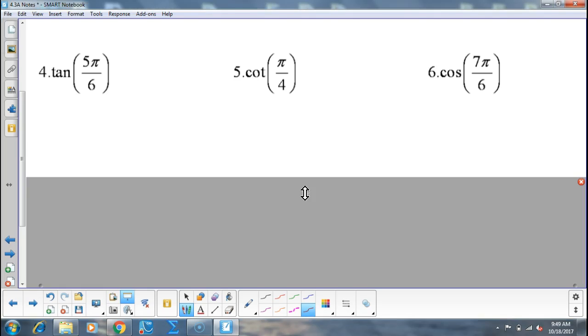So the cosine at 7 pi over 6, I'm actually going to work right to left. The cosine at 7 pi over 6 is going to be the x value of that point, correct? So that is going to be negative square root of 3 over 2. Do we agree with that one? The cotangent at pi over 4 is going to be x over y. So that's going to be the square root of 2 over 2 divided by the square root of 2 over 2, which is 1.